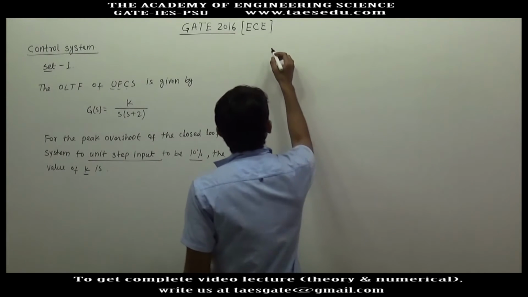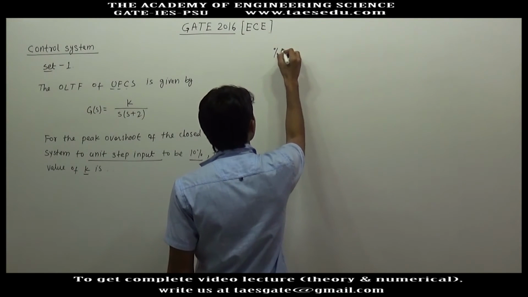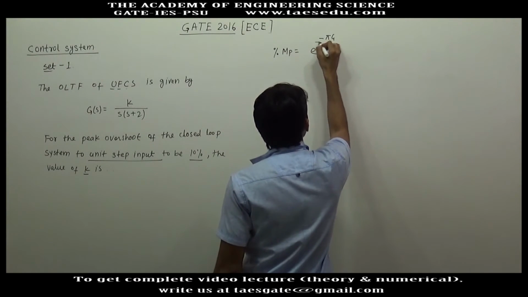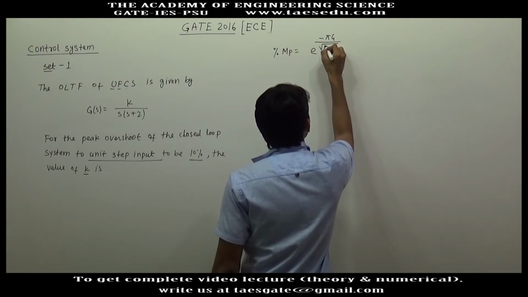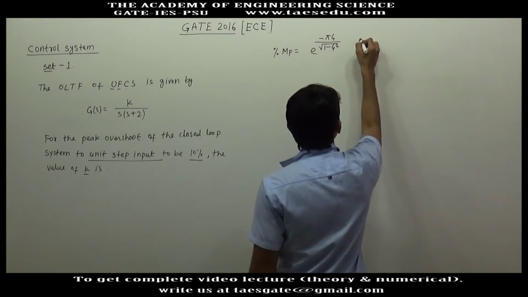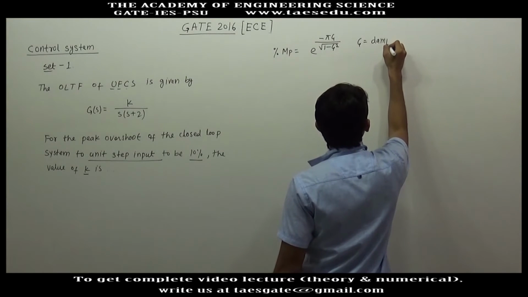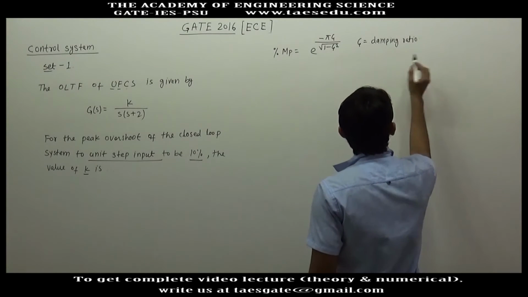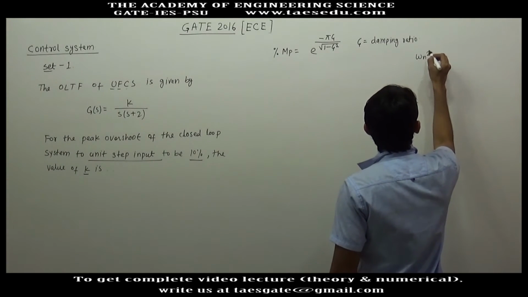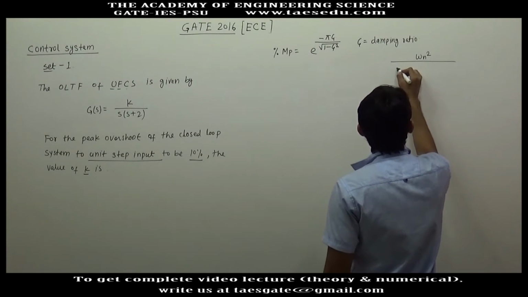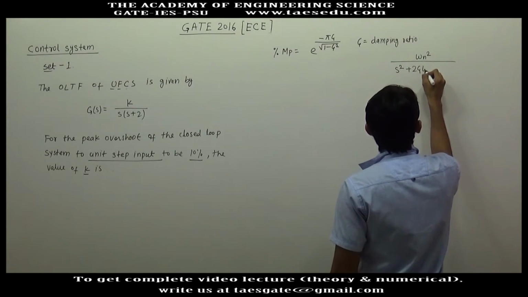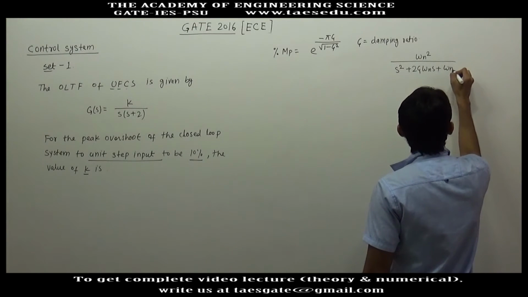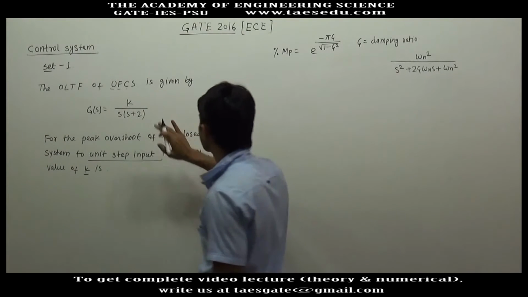So first I will write the formula for percentage peak overshoot. This is equal to e to power minus pi zeta divided by root under 1 minus zeta square, where zeta is the damping ratio. And the general equation of a closed loop second order system is s square plus 2 zeta omega n s plus omega n square. We have the open loop transfer function.